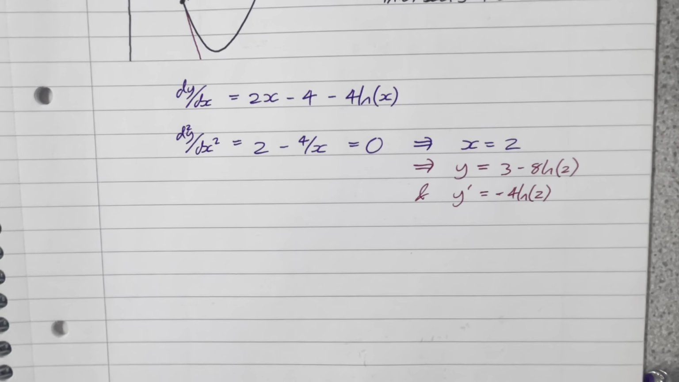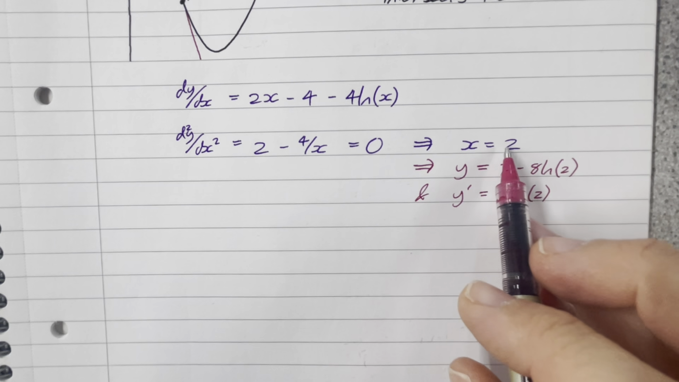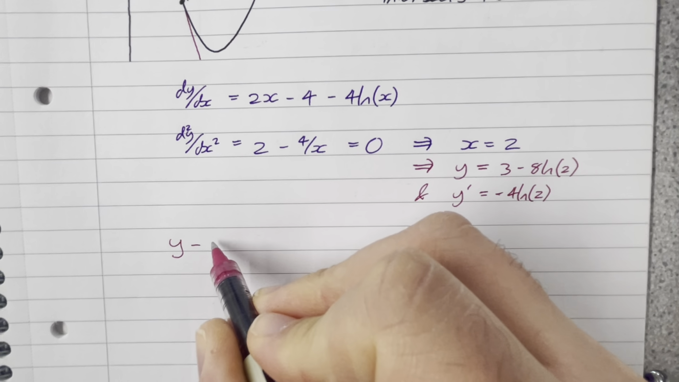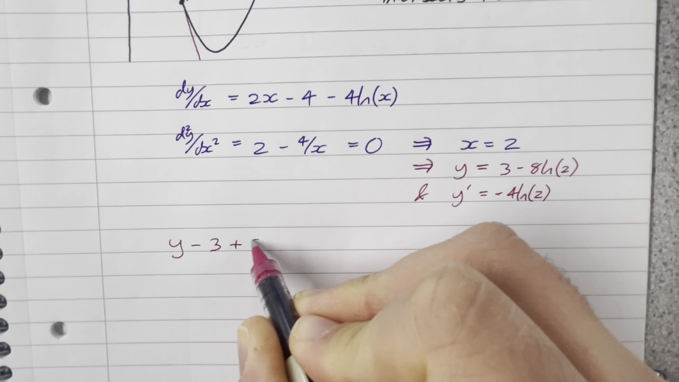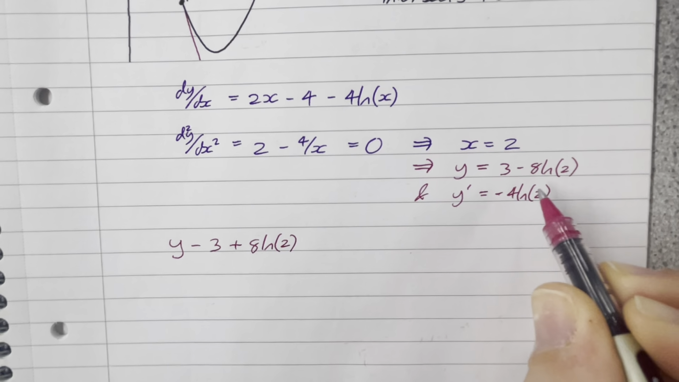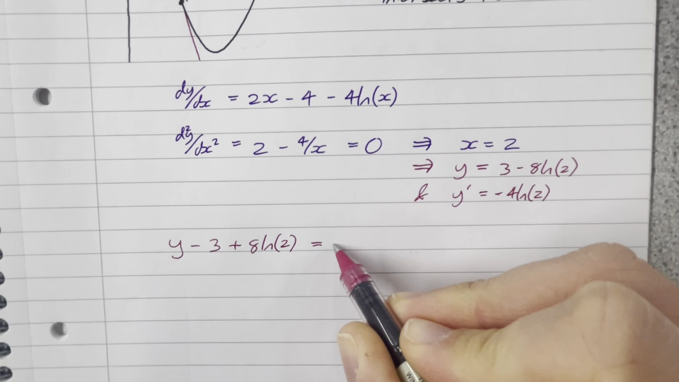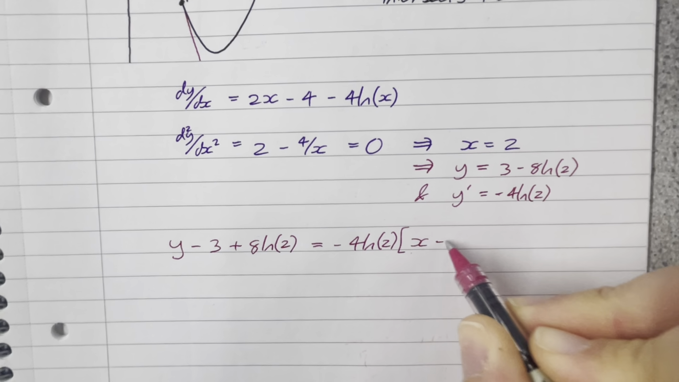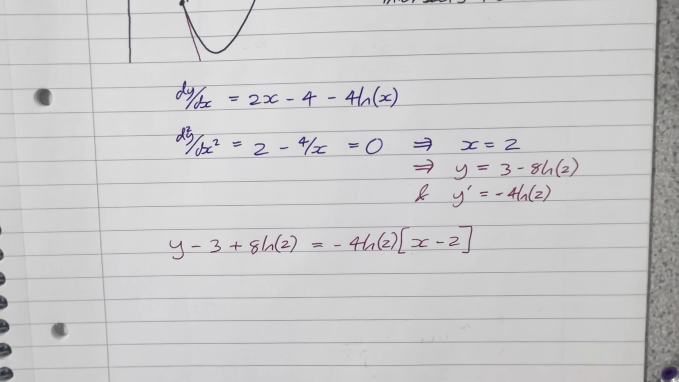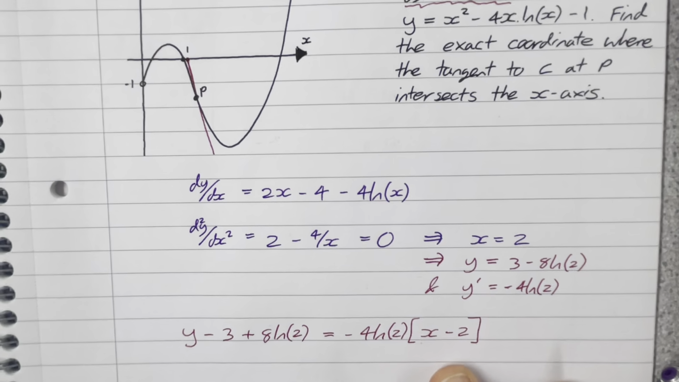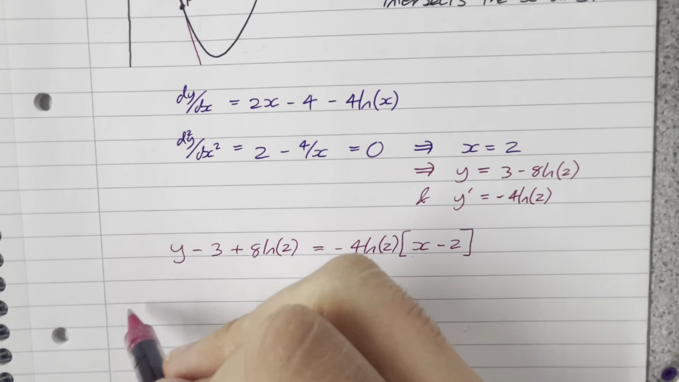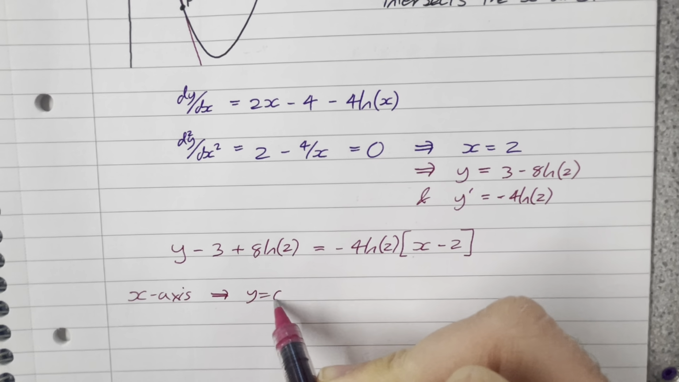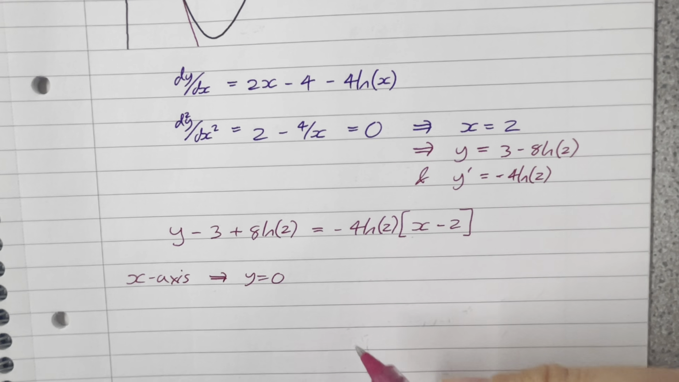Okay, so a linear line that goes through this point with the gradient of that is given by y minus the y coordinate, so that's going to be 3 plus 8 log 2. And that's going to equal m, which is minus 4 log 2, times x minus x1, which is x minus 2. Now, if we want to find where this tangent cuts the x-axis, then we're going to want y to be 0. So x-axis intercept implies y equals 0. And that'll give us a nice equation for x.